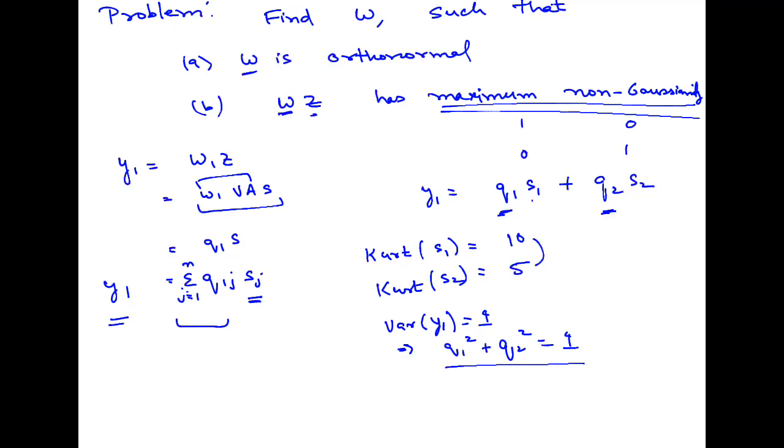Now you combine these two in some proportion. The resulting non-Gaussianity will be less than the max of the two. Right? This has a non-Gaussianity of 10. You mix it with another signal with non-Gaussianity of 5. It may be somewhere in between. It's certainly going to be less than 10.